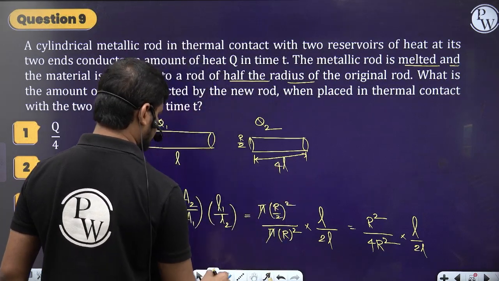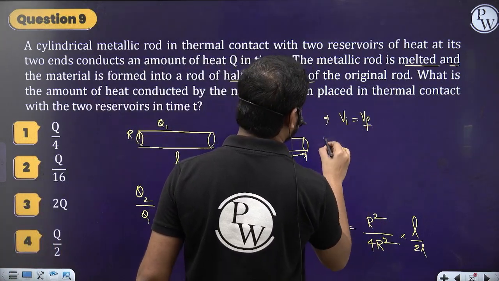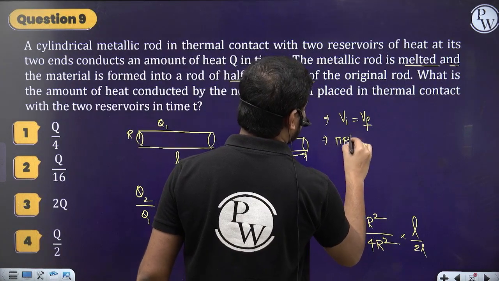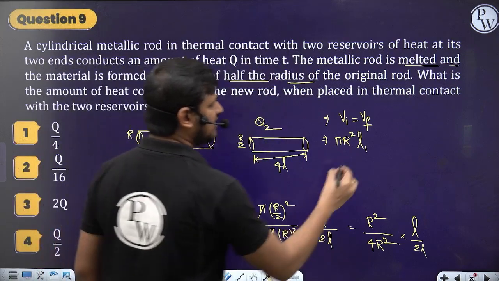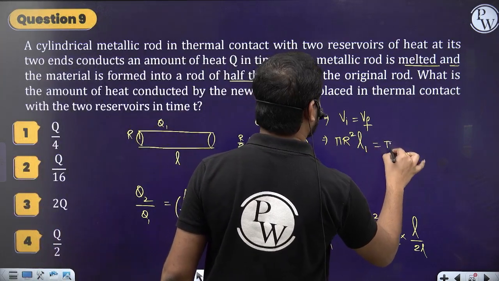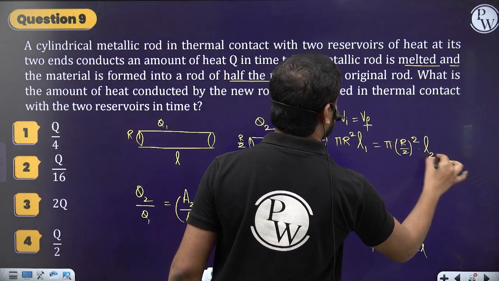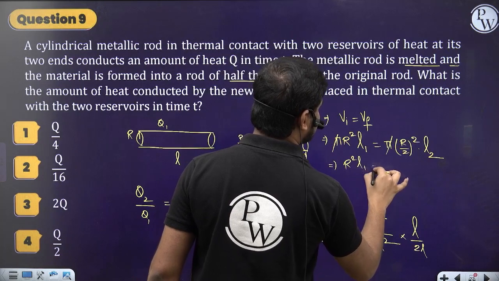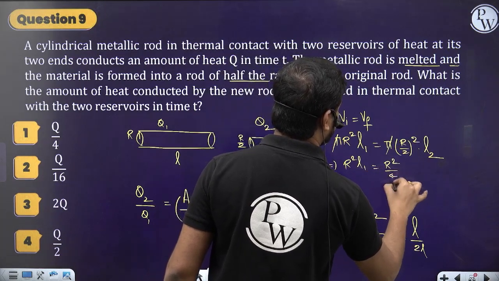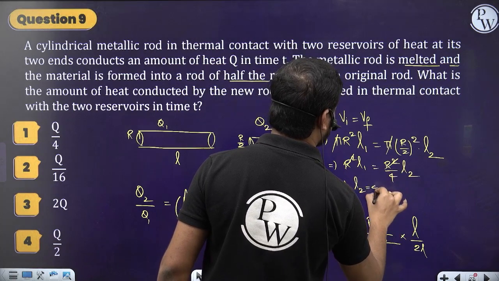Volume conservation you can apply. See here, initial volume is equal to the final volume. So what's the initial volume? Pi r square into L1, let the initial length be L1. Then the final volume will become pi into (r by 2) whole square into the length L2. So pi gets cancelled. So I can write r square into L1 is equal to r square by 4 into L2. So r square cancels. L2 will become 4L1, guys.